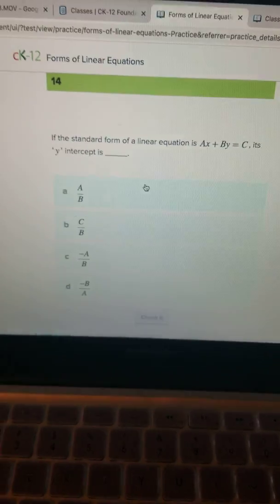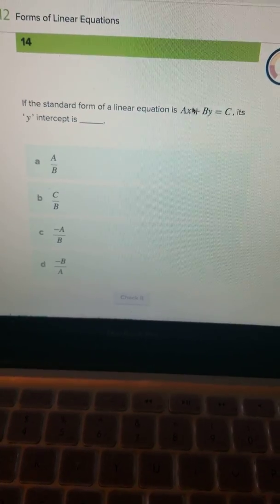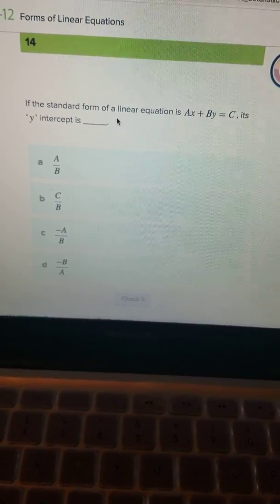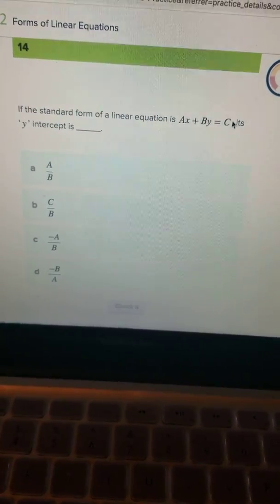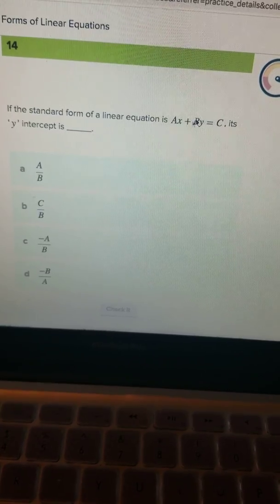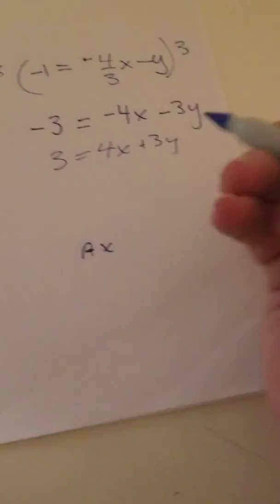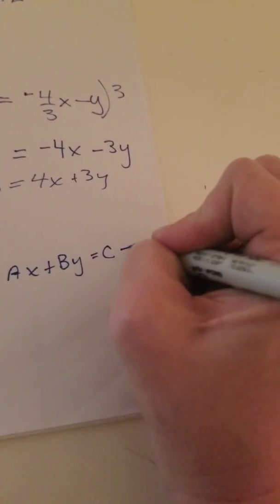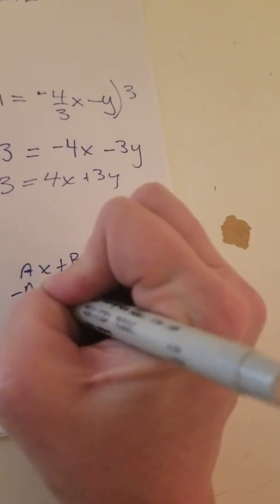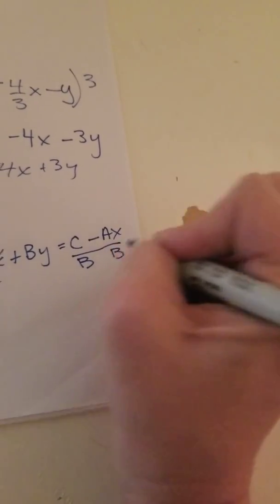Next. If the standard form of a linear equation is ax plus by, so x and y on the same side, is equal to a number, its y-intercept is, well, I'd have to subtract the ax, bring it over here, and then do what with the b? Divide. So ax plus by equals c. Gotta bring the ax over here. Minus ax. Divided by b. Everything's divided by b, of course.